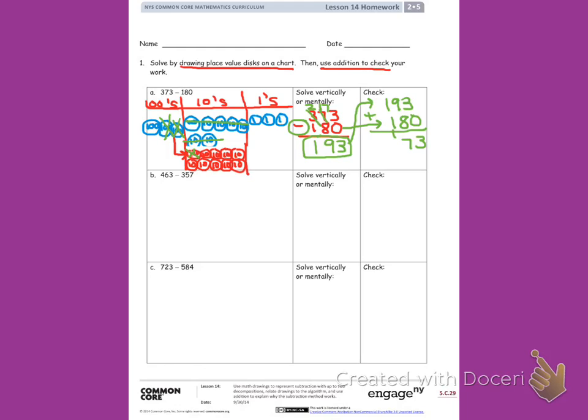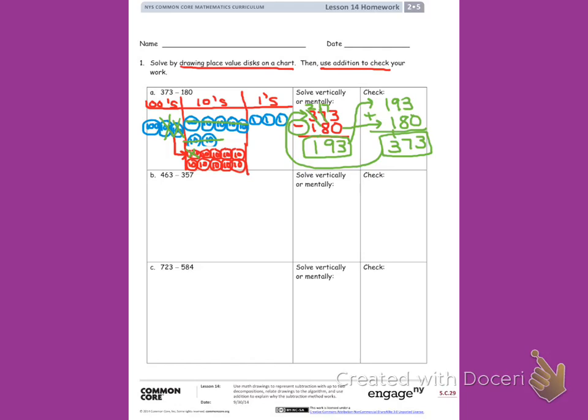1 group of 100 plus another group of 100 is 2 groups of 100. Plus yet 1 more group of 100, that makes 3 groups of 100. So the sum is 373. That should be the same number that I started with. And it is.